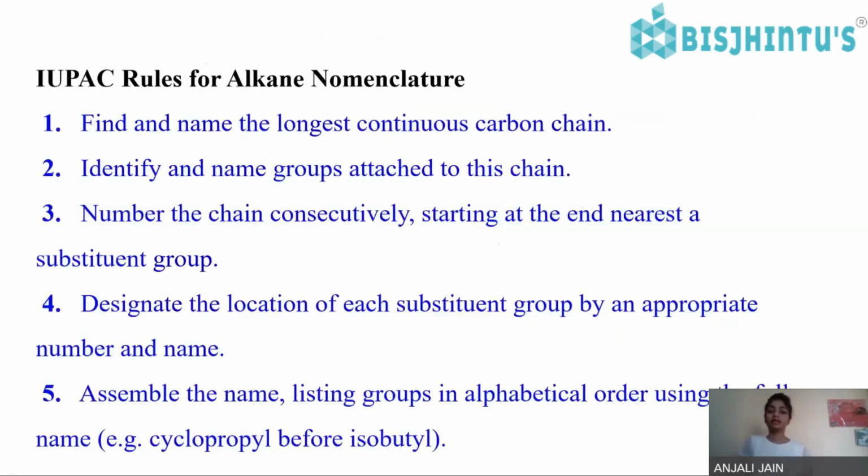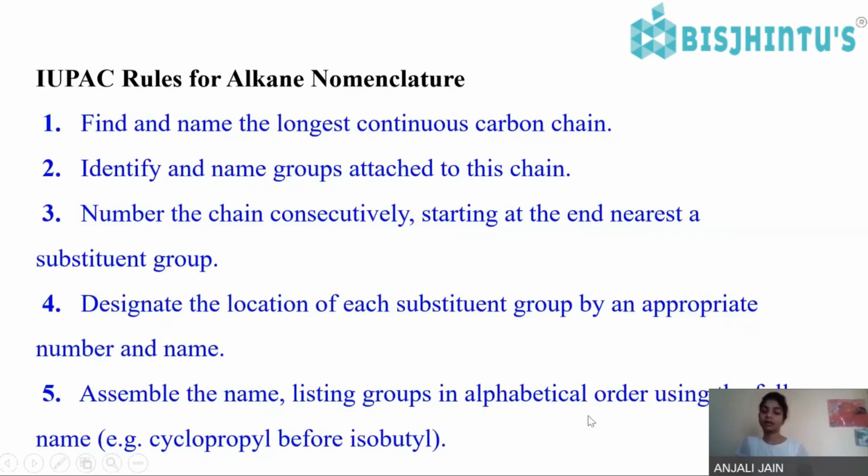Number the chain consecutively starting at the end nearest the substituent group. Okay. So how are we supposed to number the chain? We have to number the chain starting at the end which is nearest to the substituent group. Like if there is a substituent at the second position from the left side, and that same substituent is at the third position from the right side, we have to give priority to the left side. Designate the location of each substituent group by an appropriate number and name. We have to give the location by providing the number, and do proper nomenclature and naming of that compound.